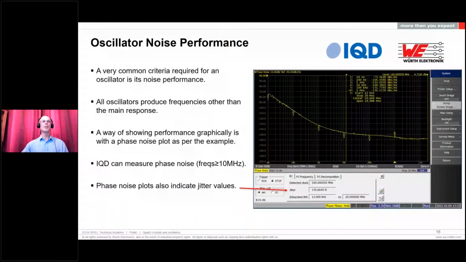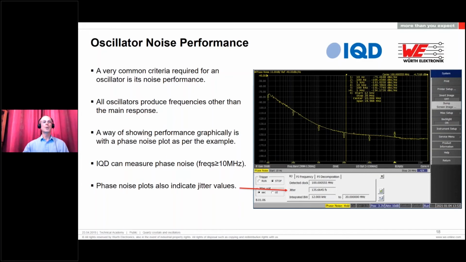As regards oscillators, another key thing nowadays is oscillator noise performance. And it's a very common criteria required for an oscillator. As I'm sure you all know, all oscillators produce frequencies other than the main response. And a way of showing this graphically is with a phase noise plot, as the example on the right. So at IQD, we can measure phase noise for frequencies over 10 megahertz.